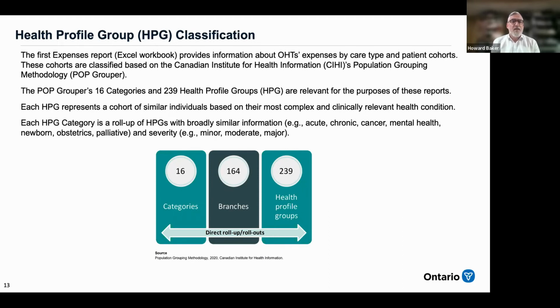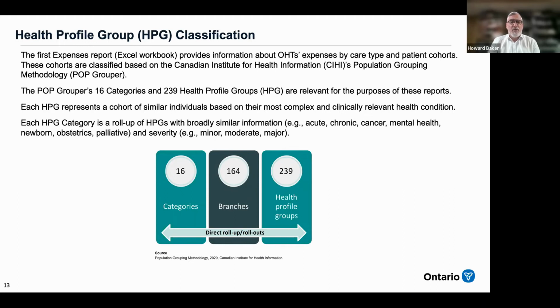Using the Canadian Institute for Health Information's population group methodology, or CIHI's POP group for short, each patient attributed to your OHT is identified and assigned to one of the 239 health profile groups, or HPGs. Using a hierarchical algorithm with some clinical overrides and 2 years of data, the final HPG assignment is generally based on the patient's most complex and clinically relevant health condition.